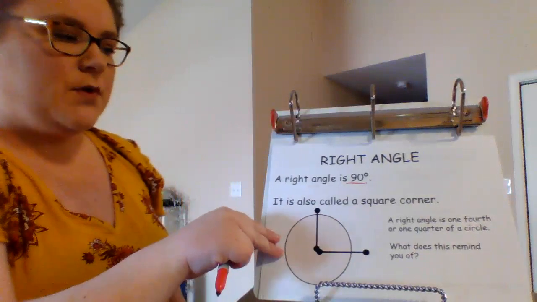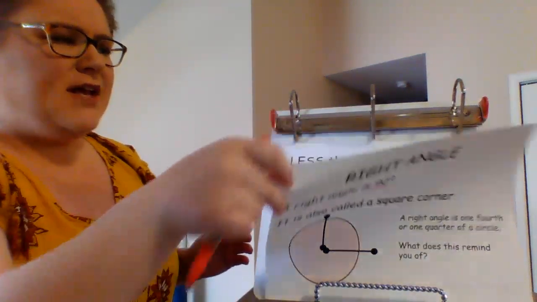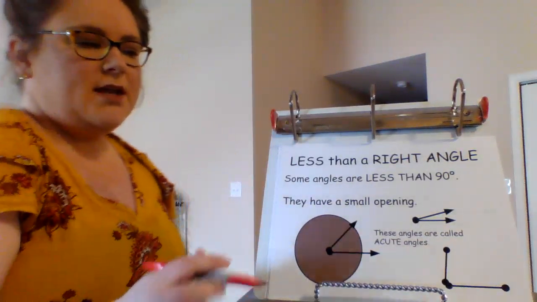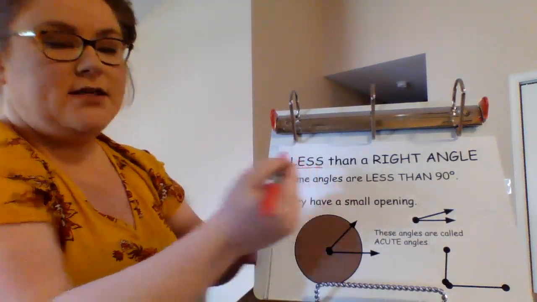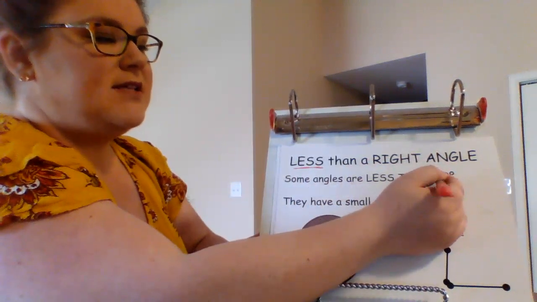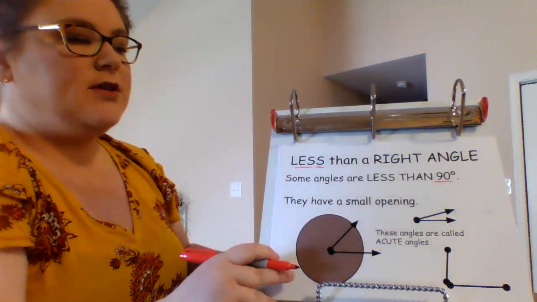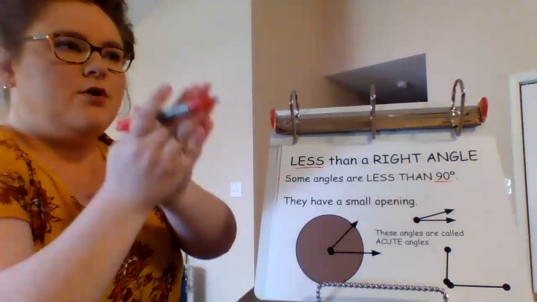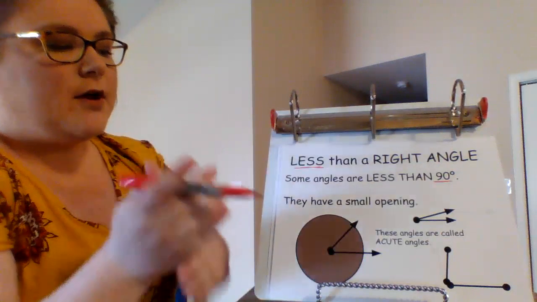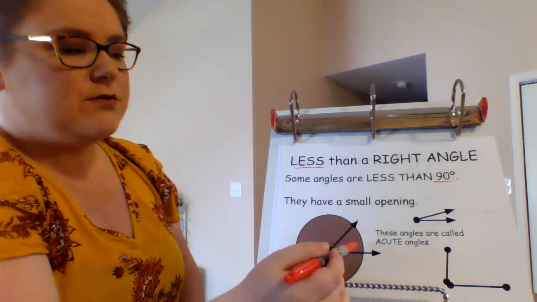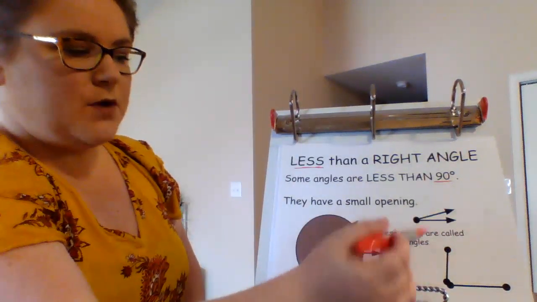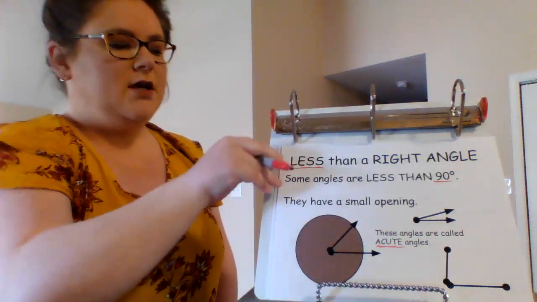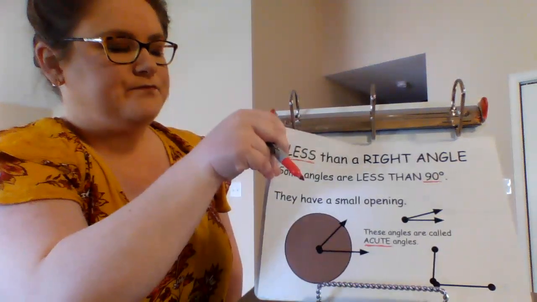Our next angle is called an acute angle. This means that it is less than a right angle, so it is less than 90 degrees. Any angle less than 90 degrees is going to have a small opening. Think of that door only opening a crack. Smaller angles are called acute angles, less than 90 degrees, not a very wide opening.